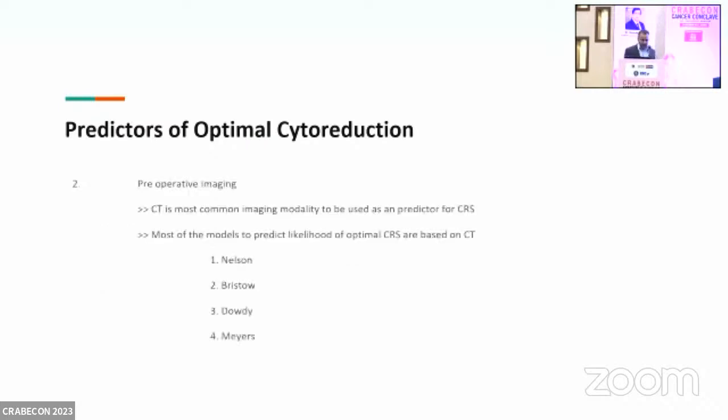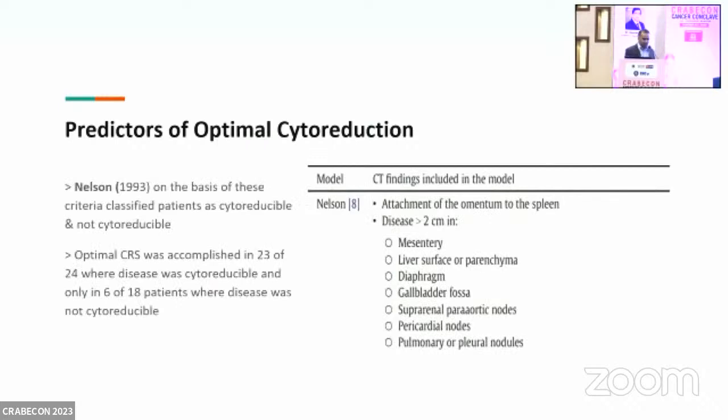Second, coming to the role of preoperative imaging. CT is the most commonly used imaging modality as a predictor for complete cytoreduction. Most of the models which we use as predictors are based on CT scan. So we use the Nelson model, Bristow model, Dowdy, and Mears model. The Nelson model is described here. These are all the points and parameters described in the Nelson criteria.